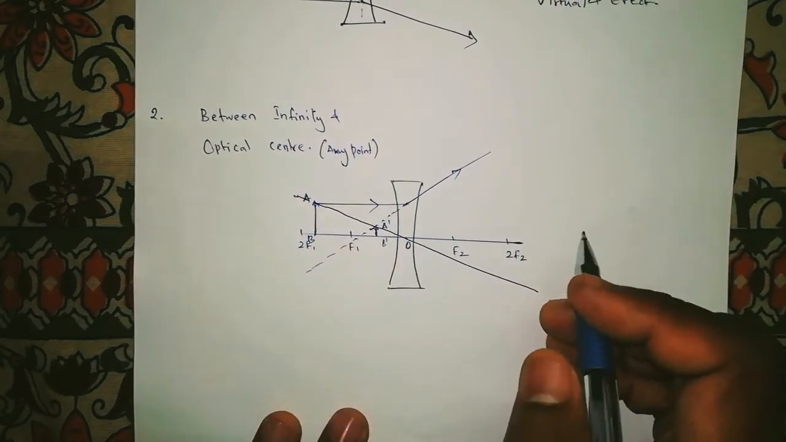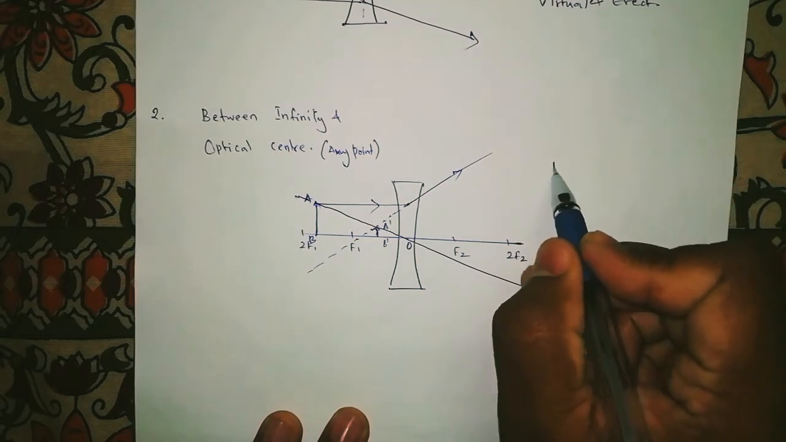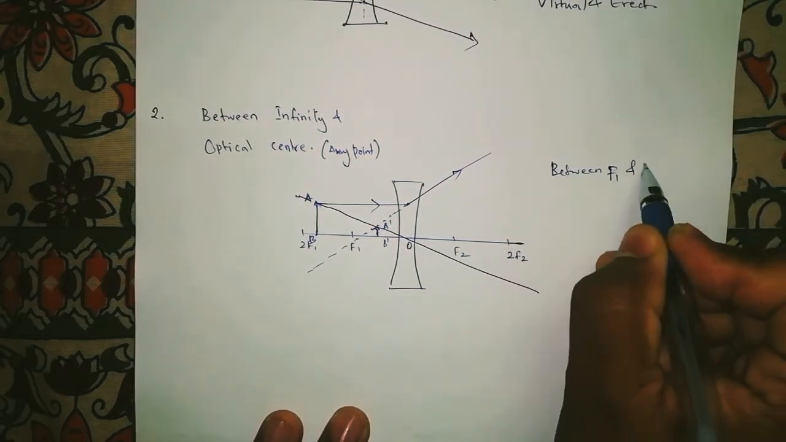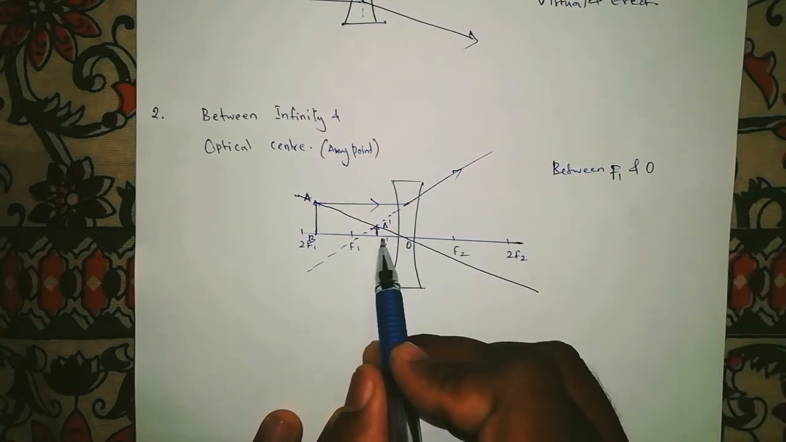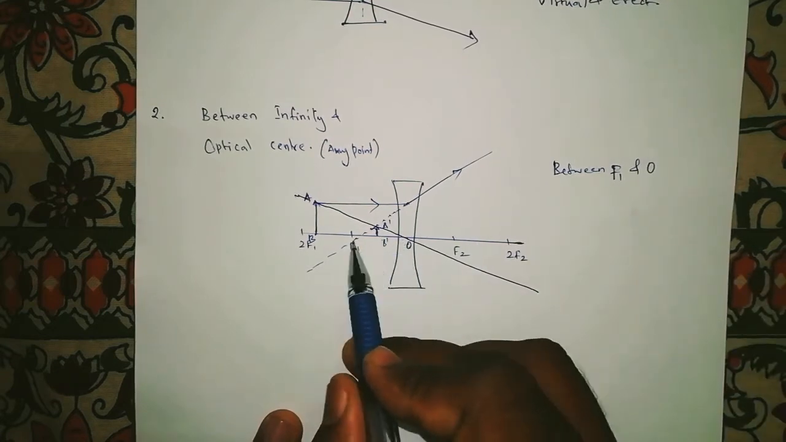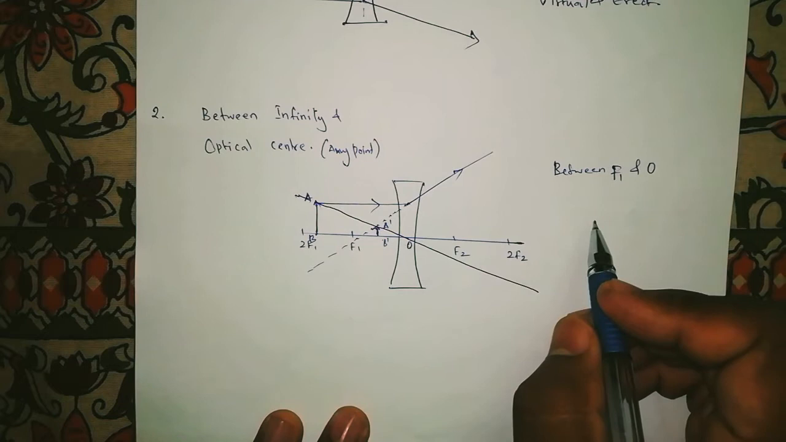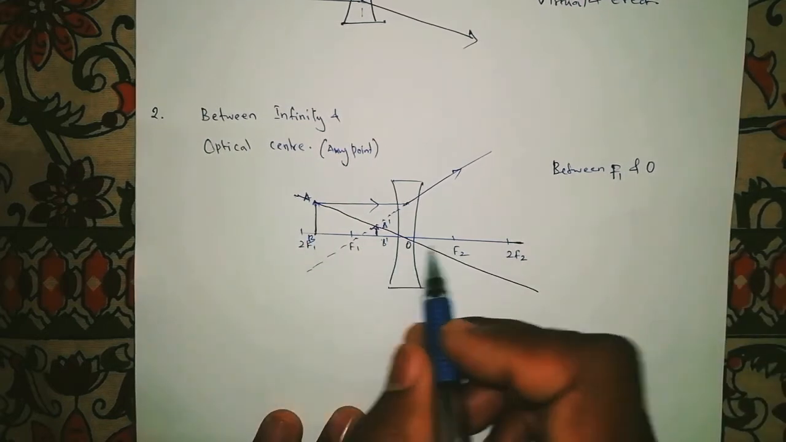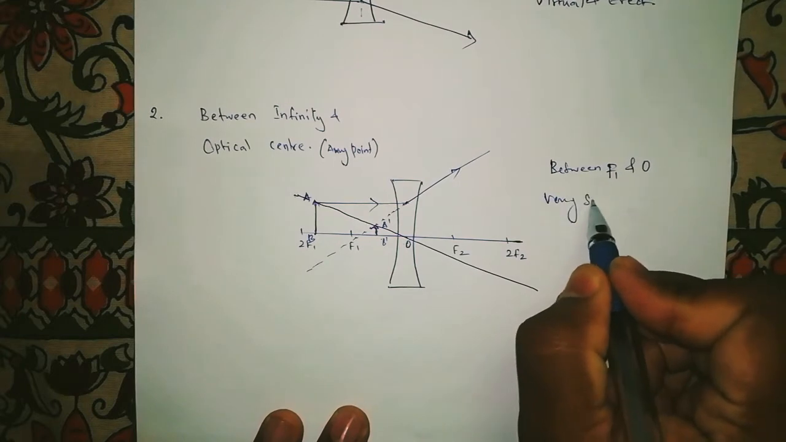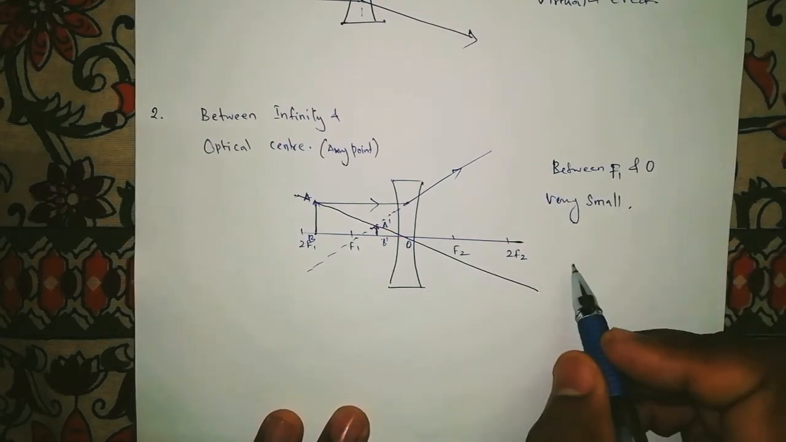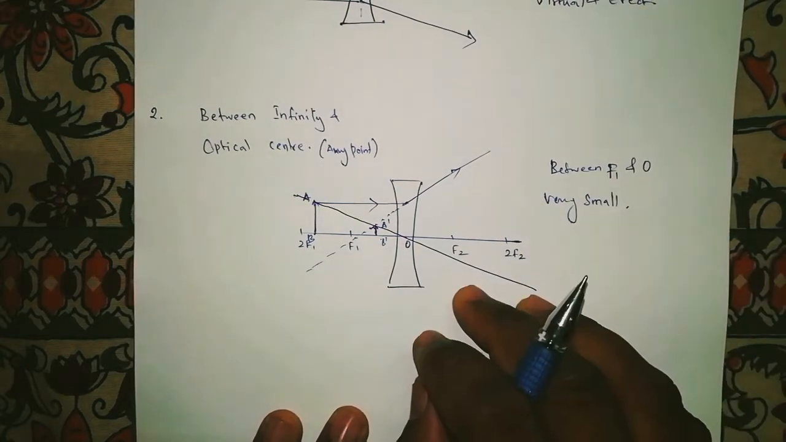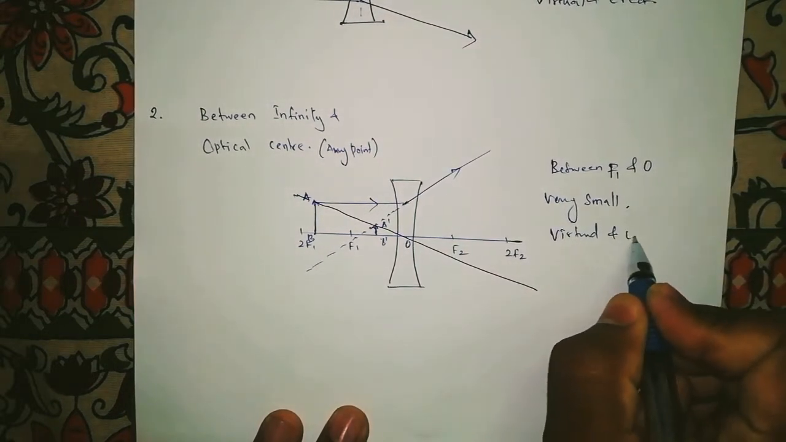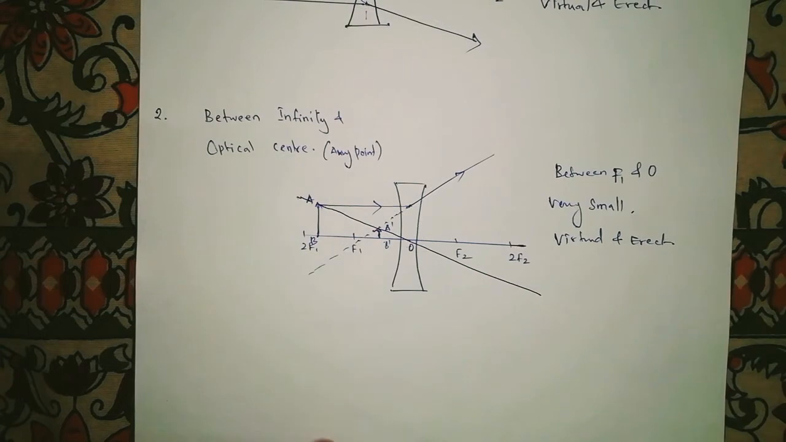See the image size, very small, am I right? So where the image is formed, it is between F1 and O. Will you understand? F1 और O के बीच में the image comes. And what is the size? Comparing to the object, this is very small. So I can write it as very small. Obviously, because it is a concave lens, you can find the virtual and erect image. Clear?